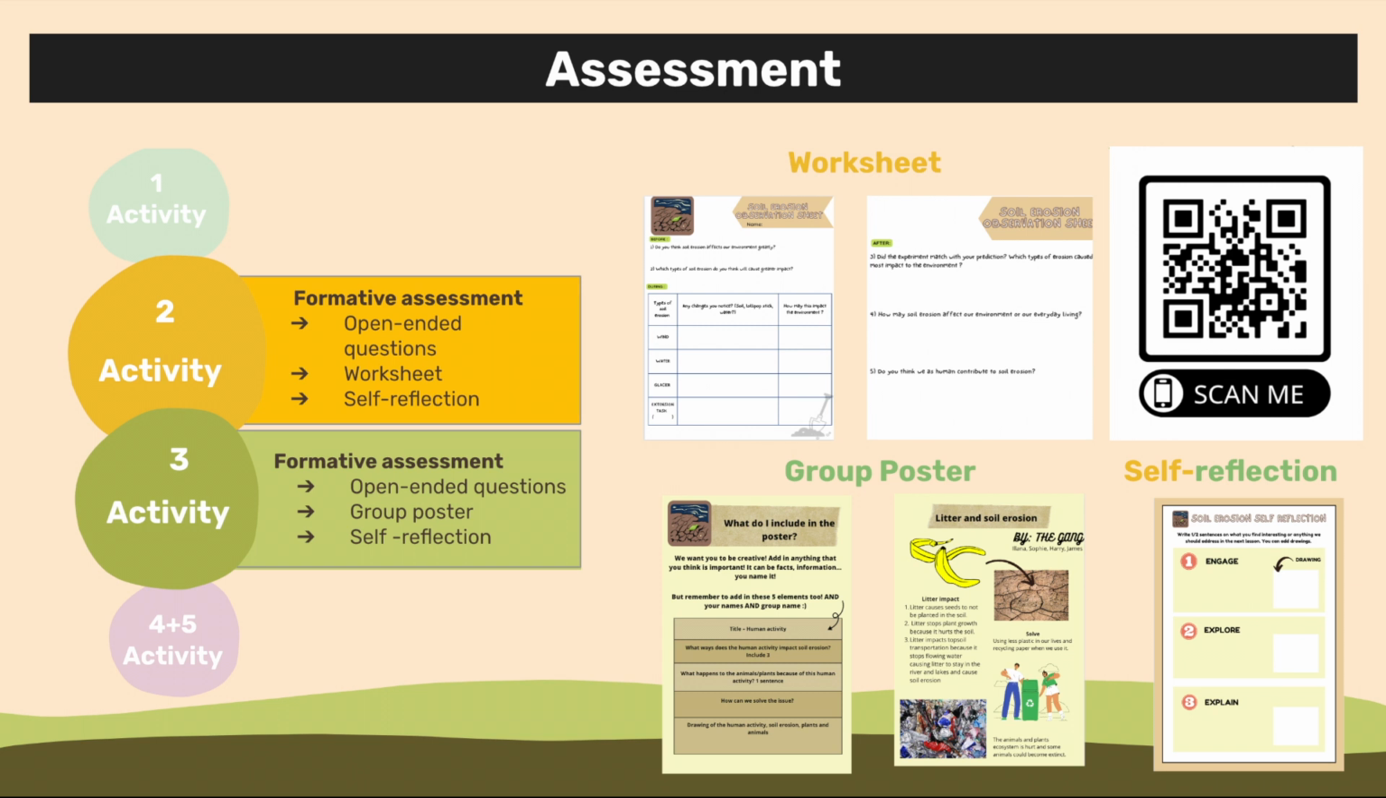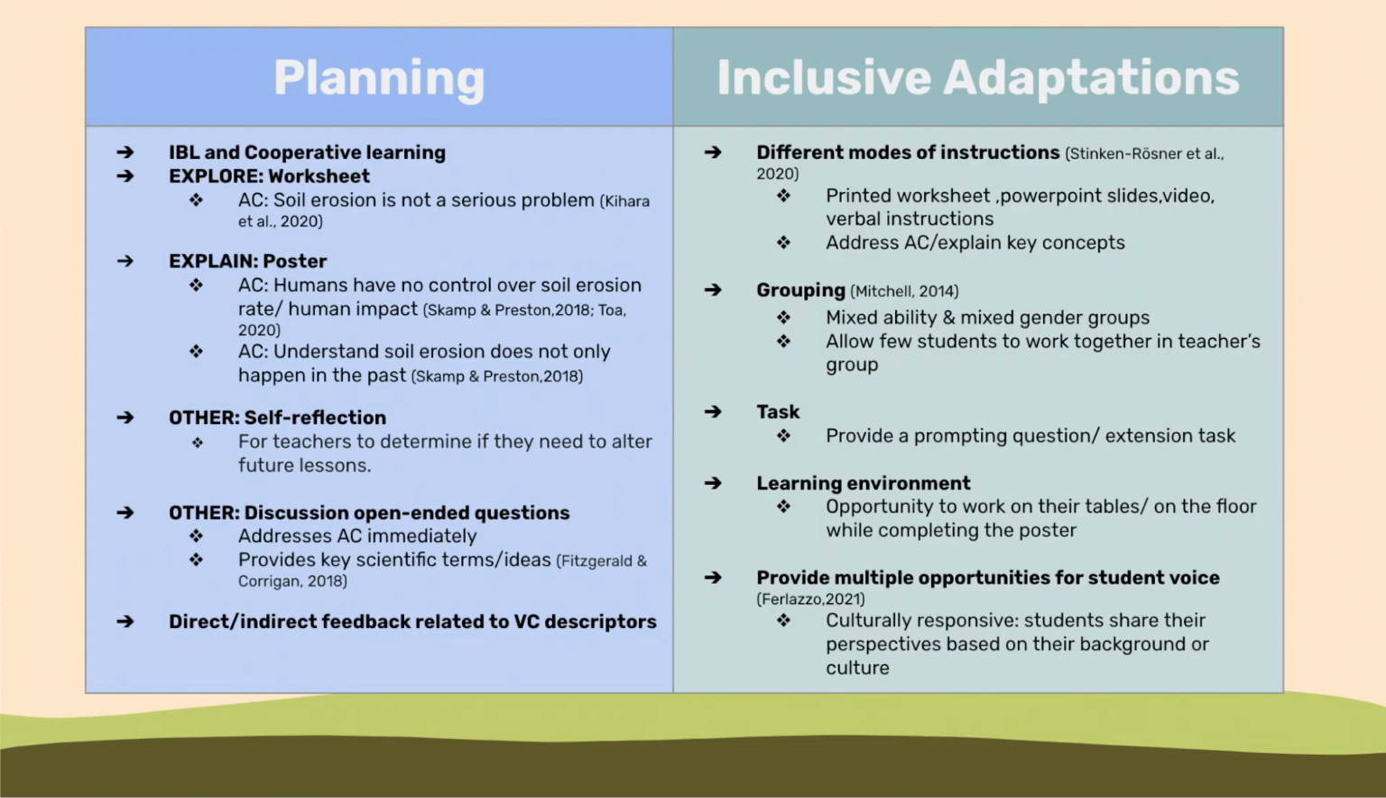Secondly, the poster allows the teacher to know where students are at in their understanding of soil erosion and human impact. Finally, students will have a reflection activity to monitor student learning and inform future lessons. For more details, you can download the assessment task for the two activities using the QR code on the right. We have also incorporated IBL and cooperative learning in our formative assessments through opportunities for students to inquire and discuss knowledge of soil erosion and to clarify alternative conceptions, or AC.